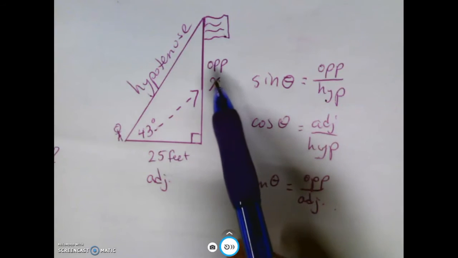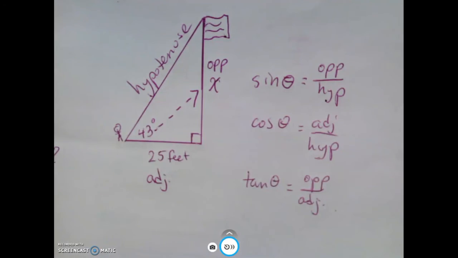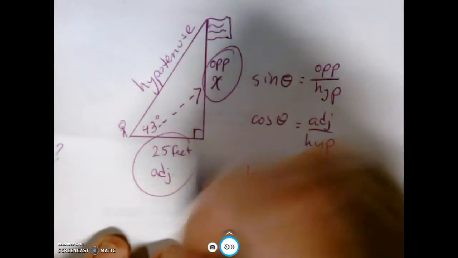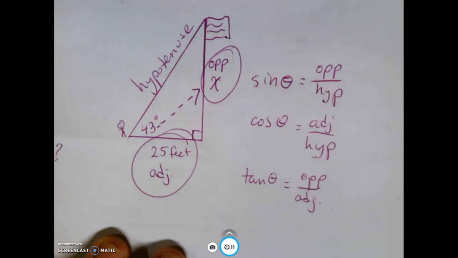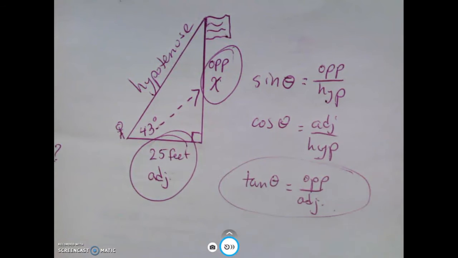Now you're thinking, x is the opposite, 25 is the adjacent, and the hypotenuse is there. Well, with opposite and adjacent, there's only one choice that has opposite and adjacent. That would have to be tangent. So that much has been decided for us. We're going to have to use a tangent ratio. All right, so let's set that up and see how we go about it.